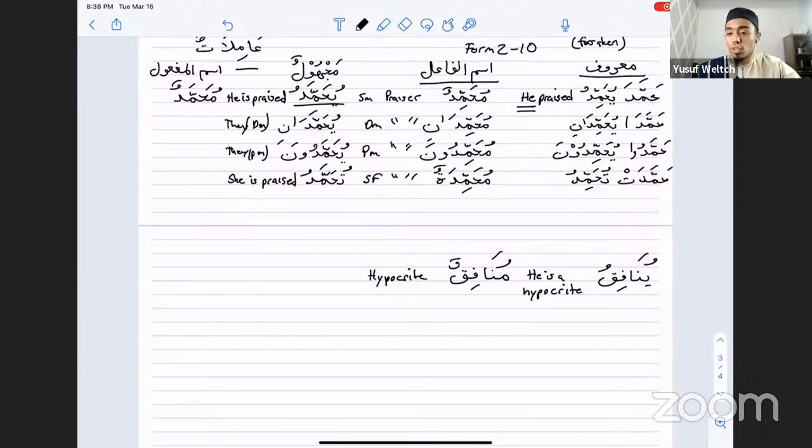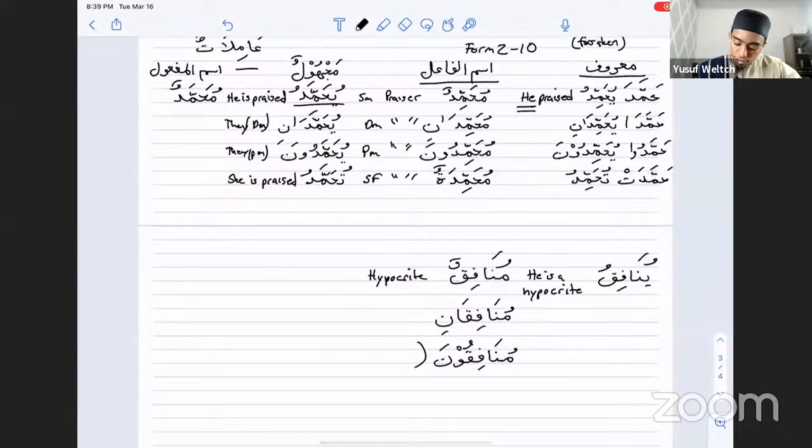So how do I say two hypocrites, two male hypocrites? How do I make it dual? Munafiqani. Good. Okay, plural: munafiquna. Good. Can it also be munafiqina? Yeah, if it changes state in the sentence, then it'll show up as a ya noon instead of a waw noon, but essentially it's the same word. It's just a different state.